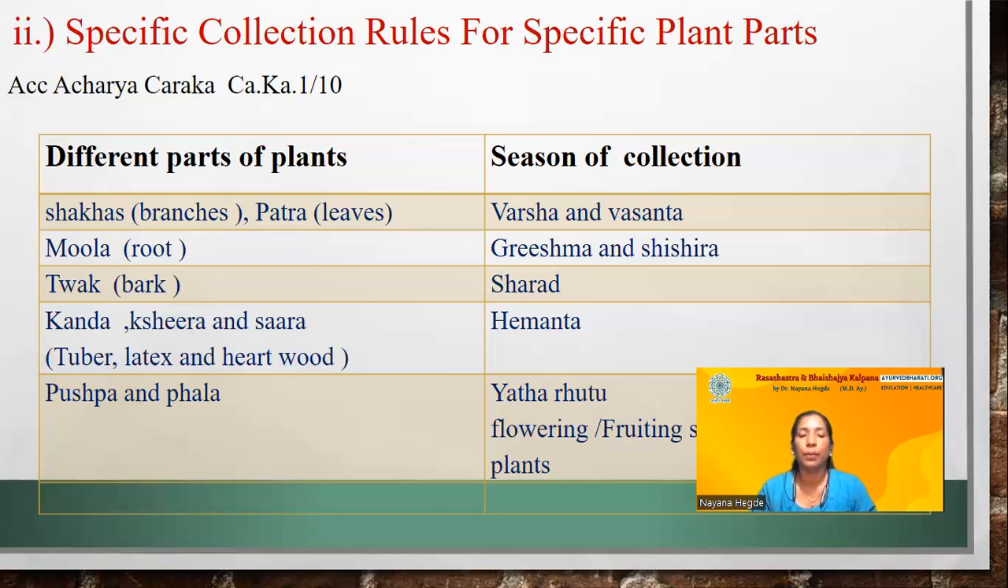Next is Pushpa and Phala. If you want to collect the Pushpa and Phala, obviously we wait for the fruiting or the flowering of that particular plant. यथा ऋतु मतलब जिस ऋतु में फल आते हैं, जिस ऋतु में फूल आता है, उस ऋतु में ही कलेक्ट करना चाहिए. So this is about the specific collection rules for the specific plant parts.